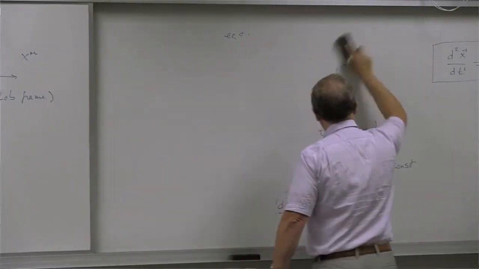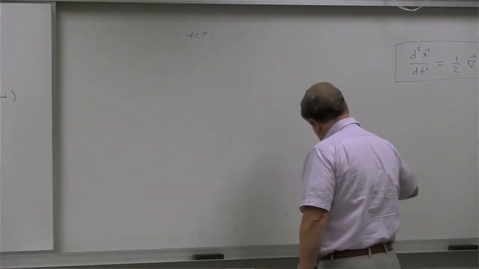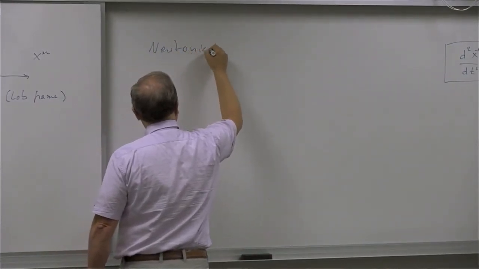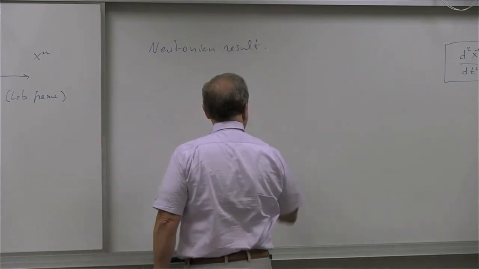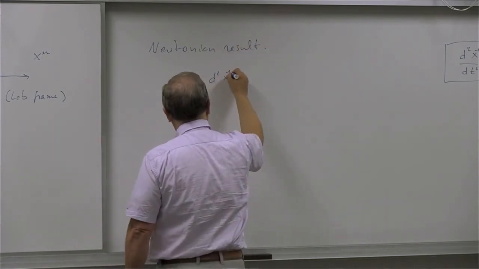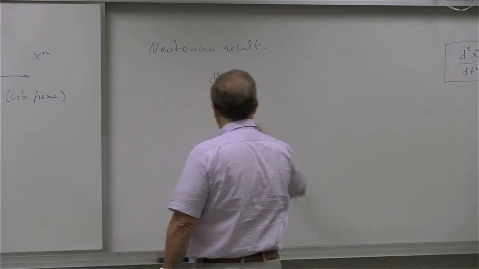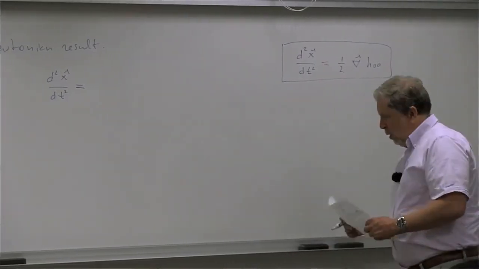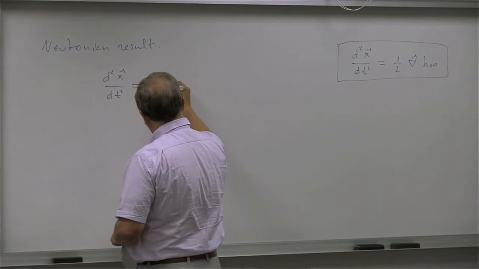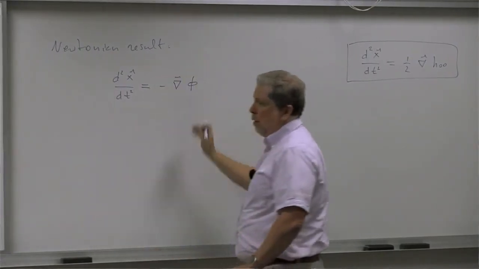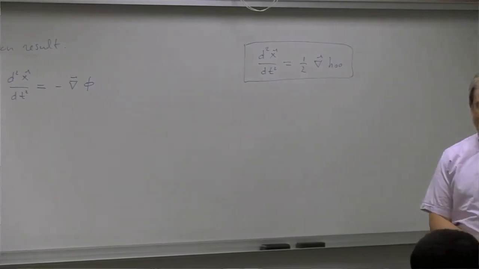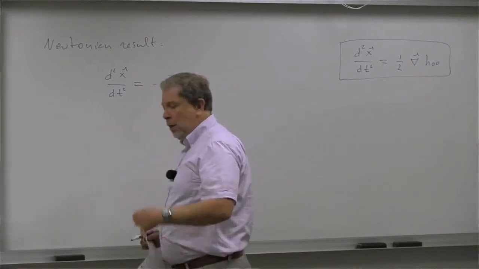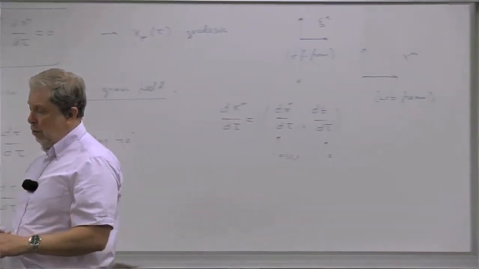So the Newtonian result is that the second derivative of x with respect to t squared, well, that's F equals ma, right? And so that should be equal to minus the gradient of the gravitational field. Remember, the gravitational field, we took the mass out of that. And so normally there would be a mass here in front and another mass on this side, but equivalence of gravitational and inertial mass makes those two things go away.